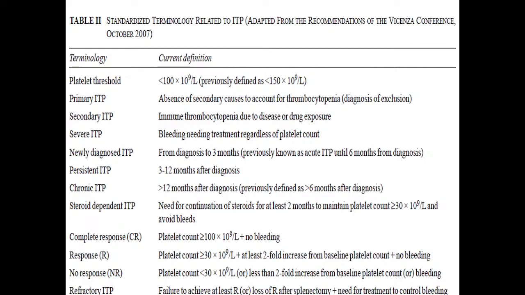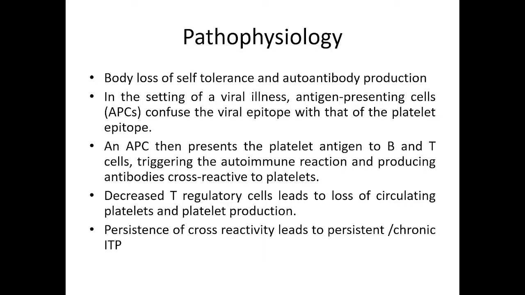Refractory ITP: failure to achieve at least R, meaning response, or loss of response after splenectomy, plus need for treatment to control the bleeding. Okay, even if splenectomy has been done, there is no response, or the response is lost, or there was no response at all. Then it is refractory.